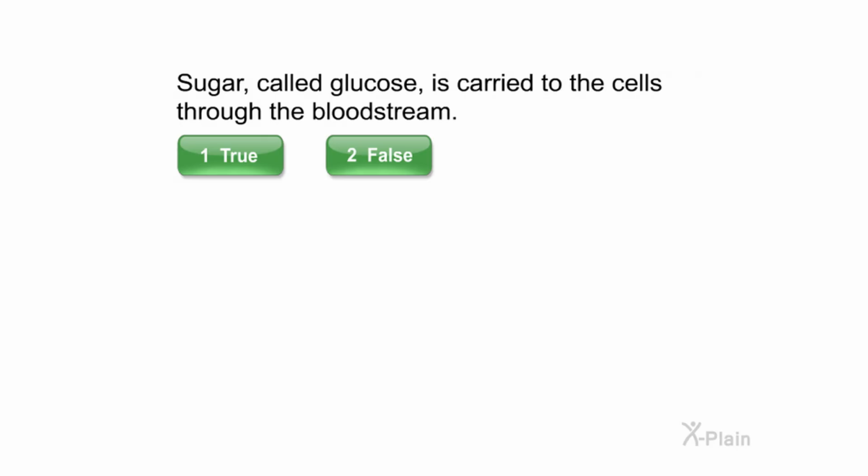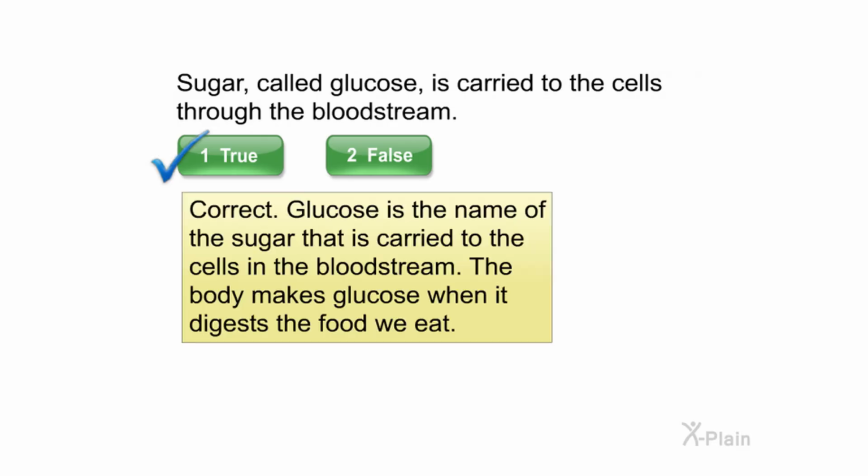Sugar, called glucose, is carried to the cells through the bloodstream. Select true or false. Correct. Glucose is the name of the sugar that is carried to the cells in the bloodstream. The body makes glucose when it digests the food we eat.